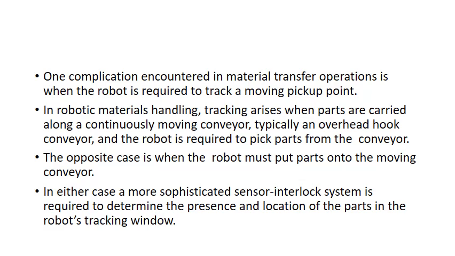One complication encountered in material transfer operations is when the robot is required to track a moving pickup point. In robotic materials handling, tracking arises when parts are carried along a continuously moving conveyor, typically an overhead hook conveyor, and the robot is required to pick parts from the conveyor. The opposite case is when the robot must put parts onto the moving conveyor. In either case, a more sophisticated sensor interlock system is required to determine the presence and location of the parts in the robot's tracking window.